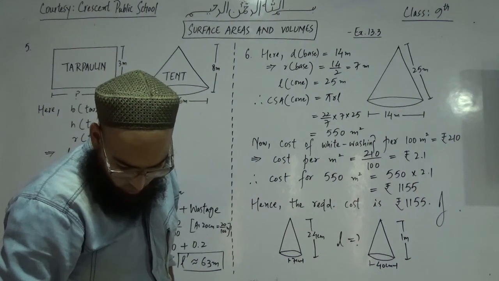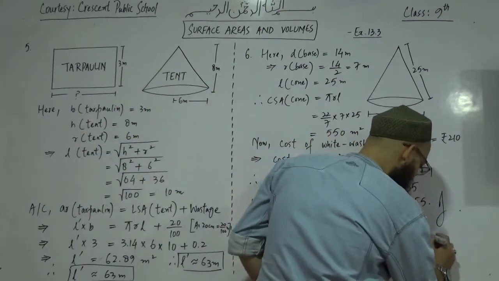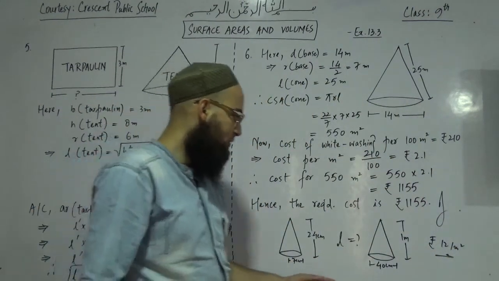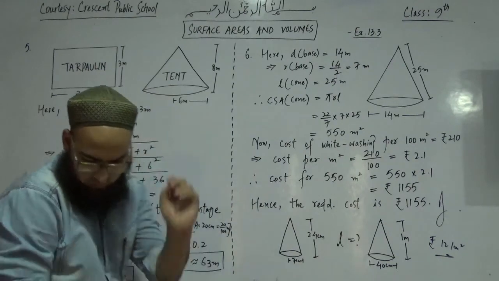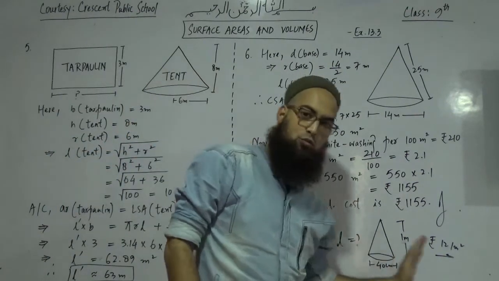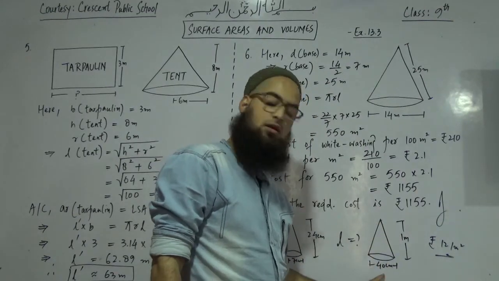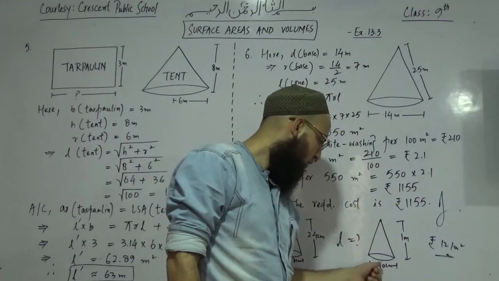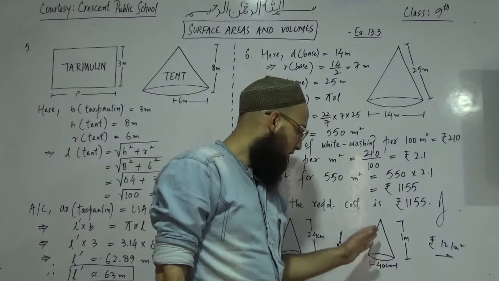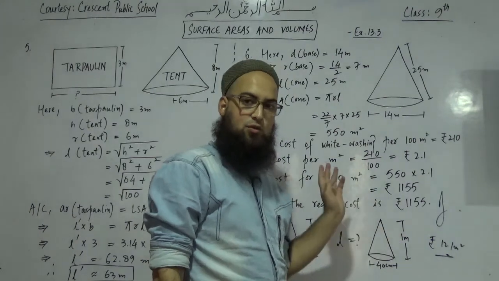If the outer side of each cone is to be painted and the cost of the painting is rupees 12 per square meter, what is the cost for painting 50 such cones? First of all, when you paint the cone, it is the curved surface area. Height is given and diameter is given. From the diameter you get the radius, which is 20 centimeters. From the height and radius, you get the slant height, under root h square plus r square.